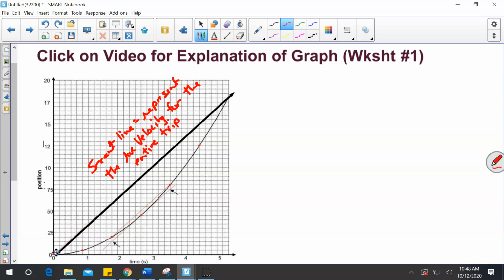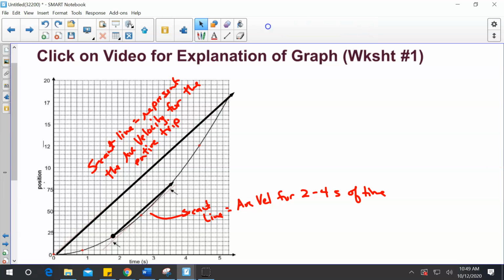Okay, that's secant line. Now, they did another secant line on here. From 2 to 4 seconds. That would also be another secant line. And this would be the average velocity for 2 to 4 seconds of time for that trip. Okay, so those are two secant lines.